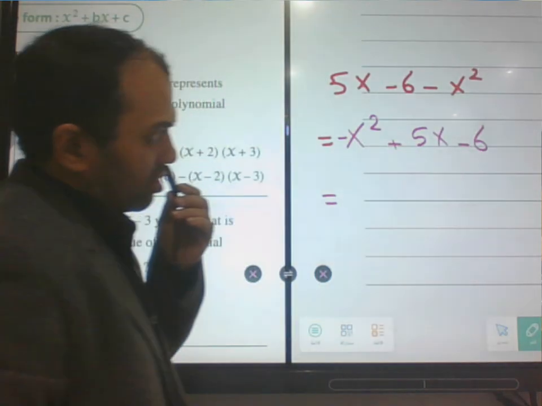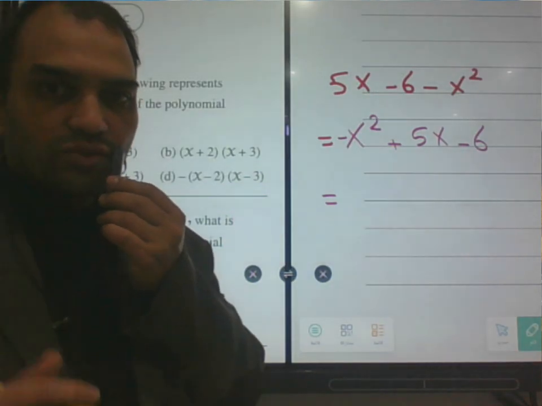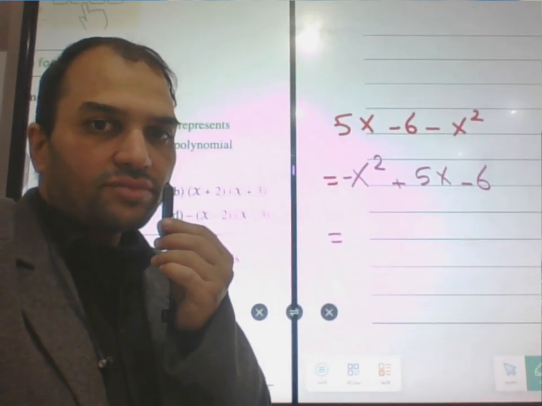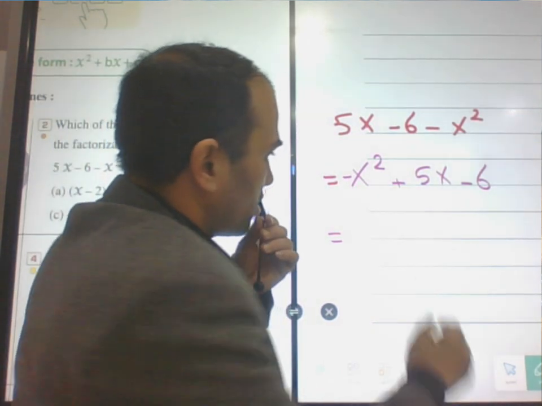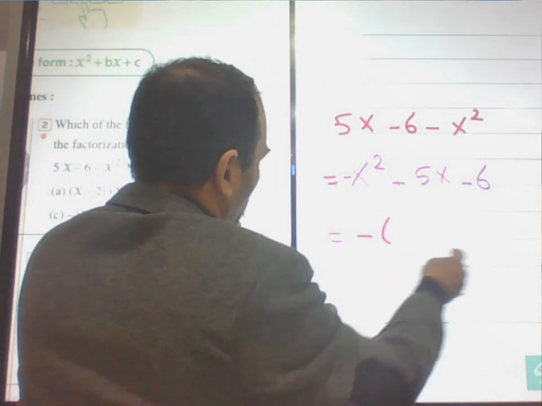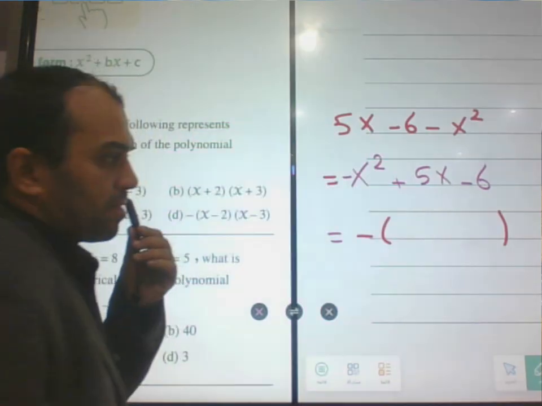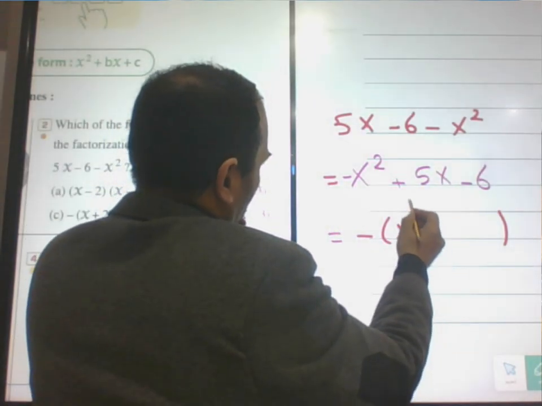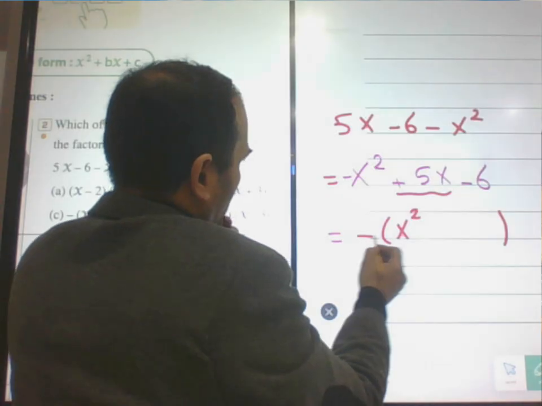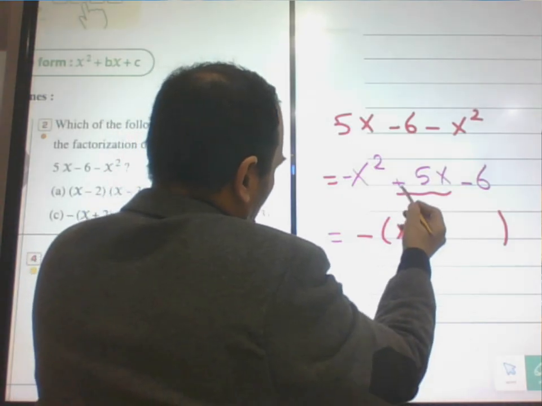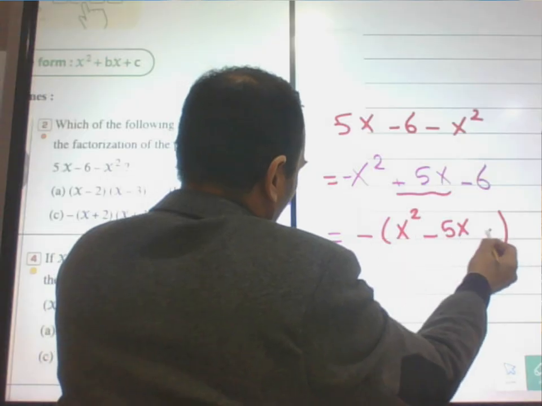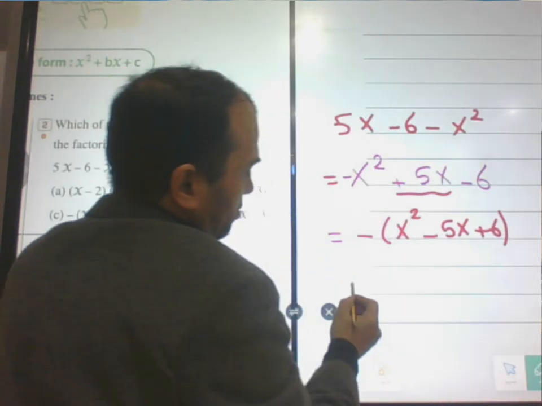Next step, you can write negative 1 as a common factor between the three terms. Okay, my students, write negative outside as a common factor between the three terms. Negative x power 2 divided by negative equals x power 2. Positive 5x divided by negative will be negative 5x. Negative 6 divided by negative equals positive 6.